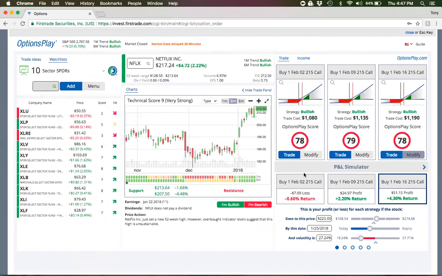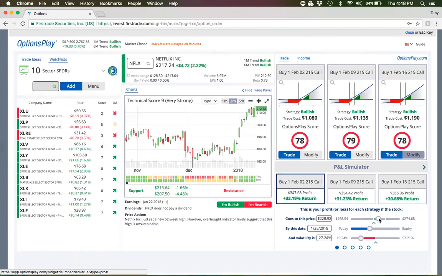As you can see, if it goes up to 225 a few days after earnings, if I bought the February 2nd call, I'd basically be flat. If I bought this February 9th 215 call, I'd make a 2% return. If I bought this February 16th call, I'd make a 4% return. None of these look particularly attractive, and this is what I meant. Not only do you have to get the direction right, you also have to have a large move in your favor in order to be profitable. Here, the stock did move modestly higher, about $8 on earnings, which is still a couple of percentage points, but you're not going to make much money from any of these strategies you've chosen.